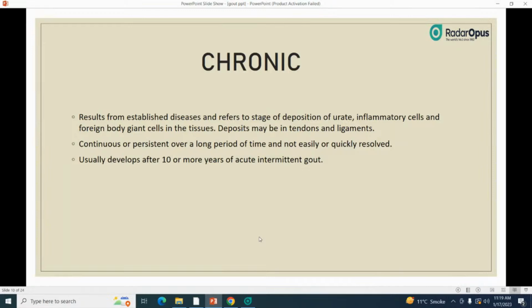The rate of urate deposition, and subsequently the rate of tophi formation, correlates with the duration and severity of hyperuricemia. Complications of tophi include pain, soft tissue damage, and deformity. Joint destruction and nerve compression syndromes such as carpal tunnel syndrome can be seen.